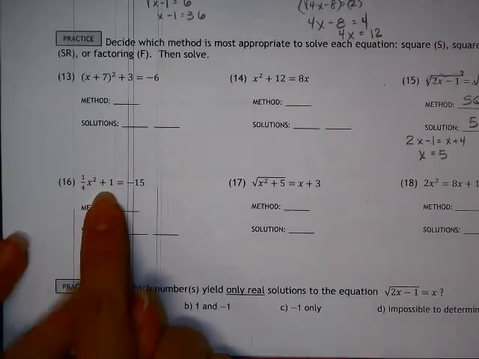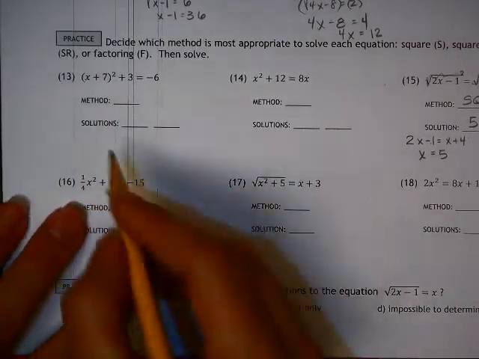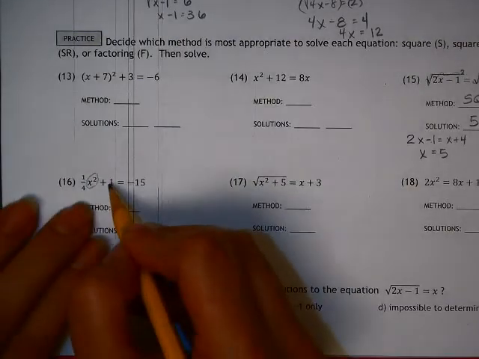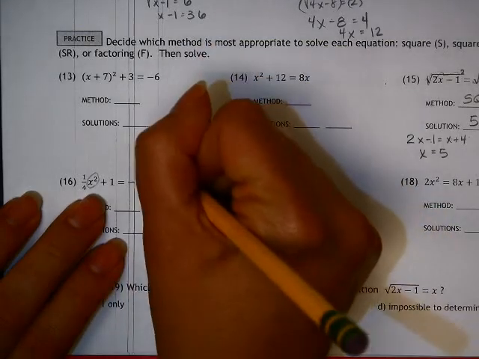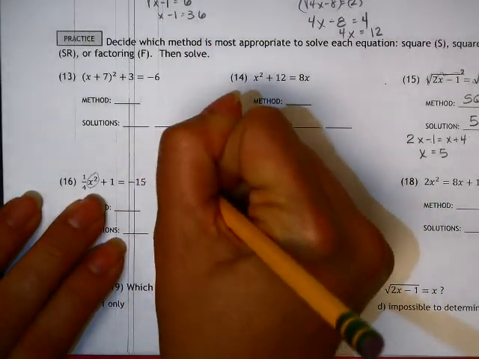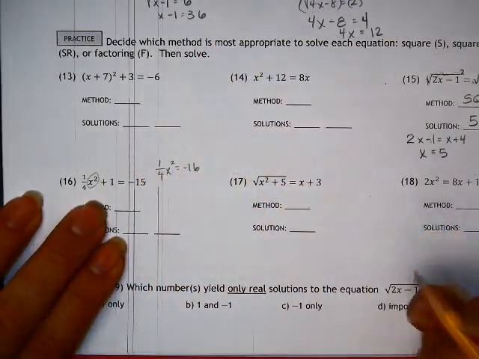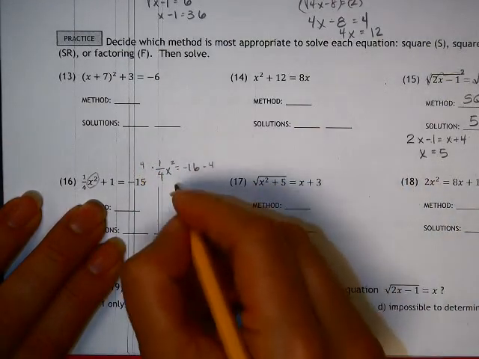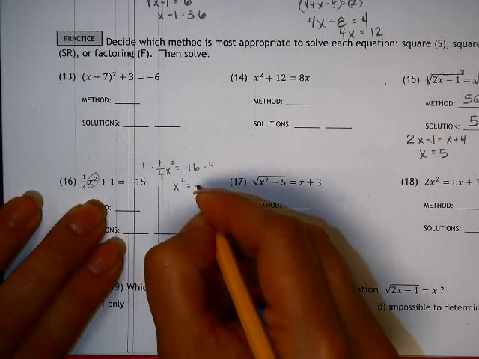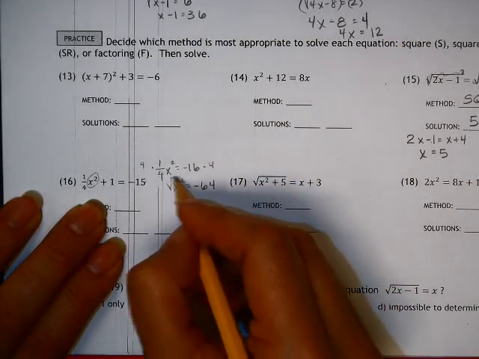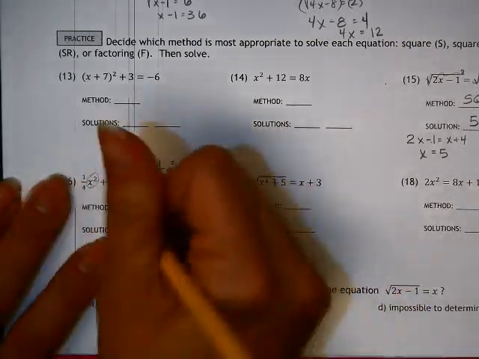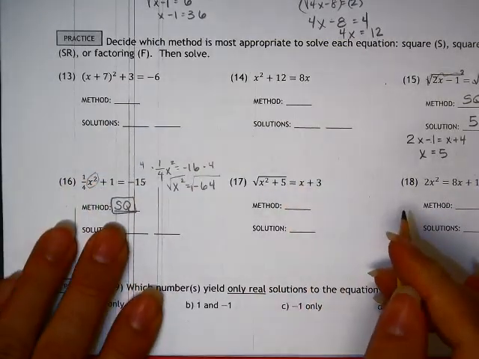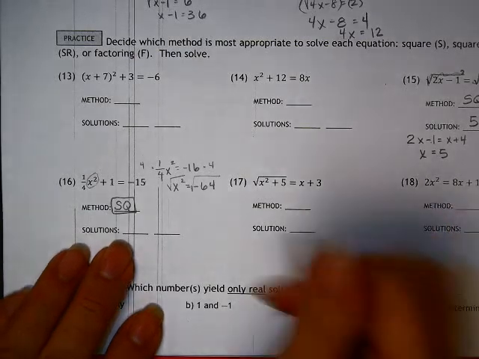Now, let's look at this one here. This one here, I see that I really just have one x, one variable in the whole equation there. So I really want to just move the 1. So I do that. And then what I need to do is move the 4, so I'm going to multiply both sides by 4. And then I'm going to square root. So square rooting is this particular option that I would choose for this.